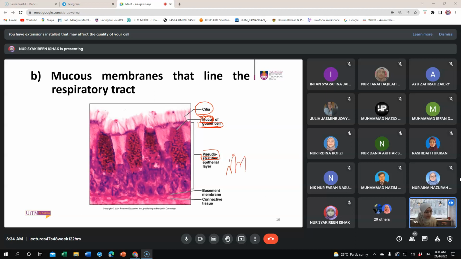So it also has cilia. Cilia and also the goblet cells to produce mucus. So mucus produced will trap the pathogen, and then the cilia will swipe upward until it reaches the junction between the esophagus and the trachea to be swallowed into the esophagus.